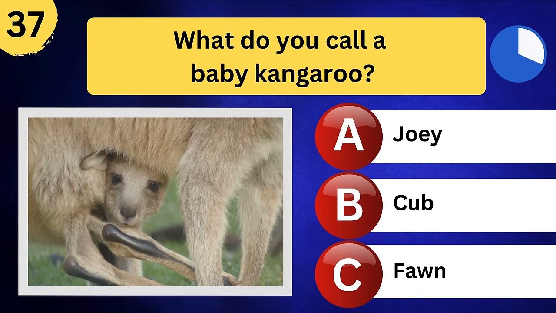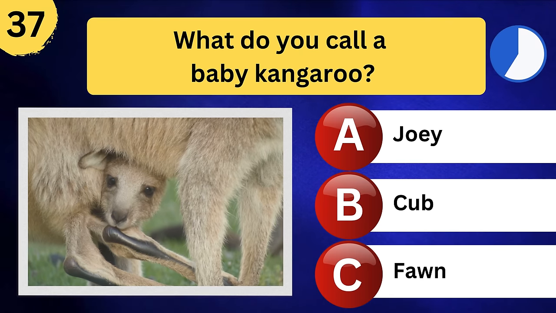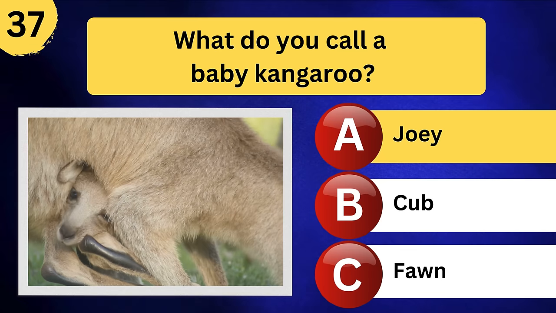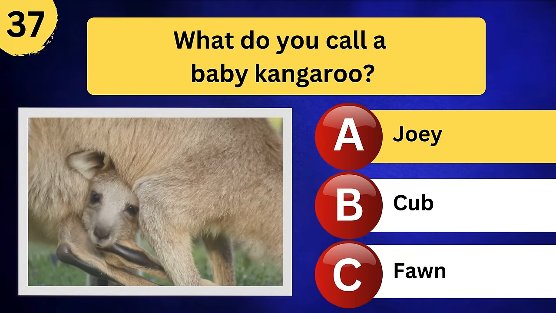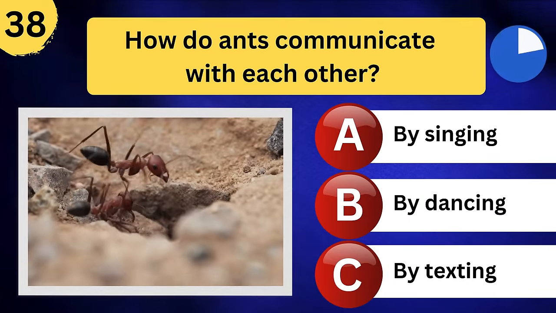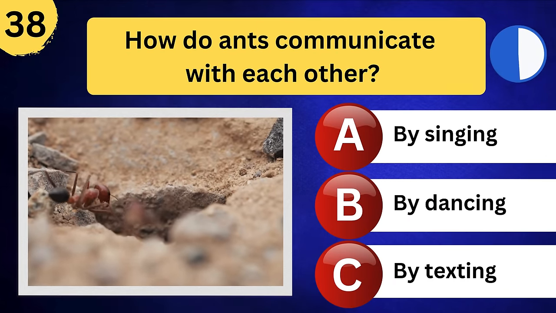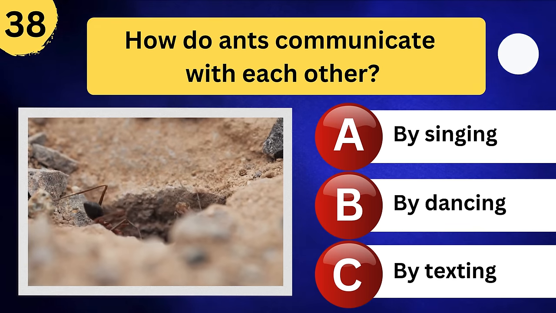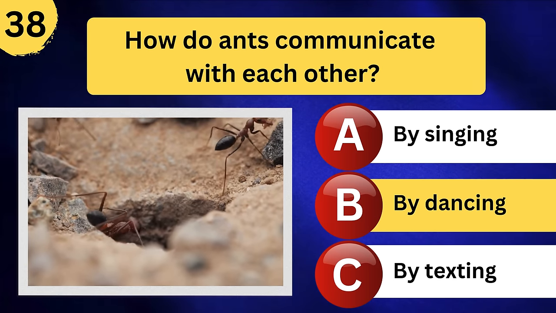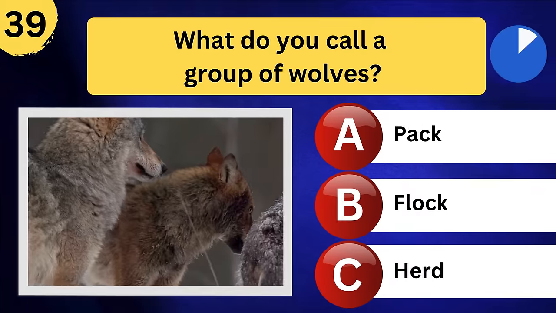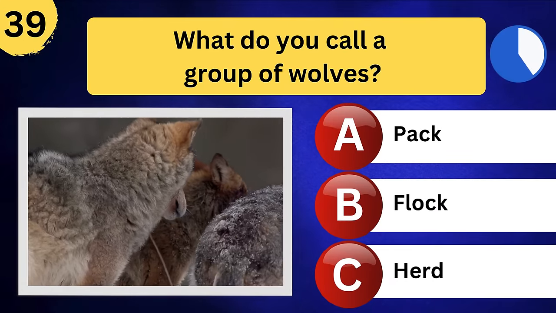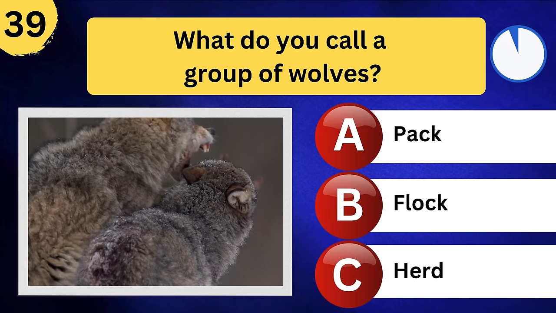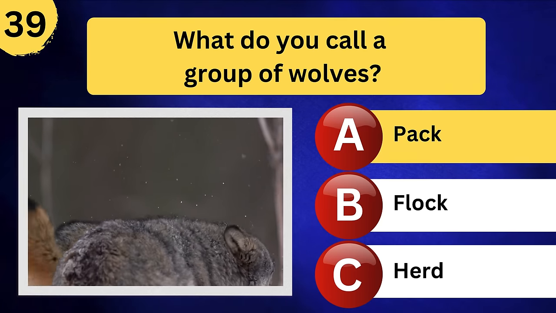What do you call a baby kangaroo? Joey. How do ants communicate with each other? By dancing. What do you call a group of wolves? Pack.